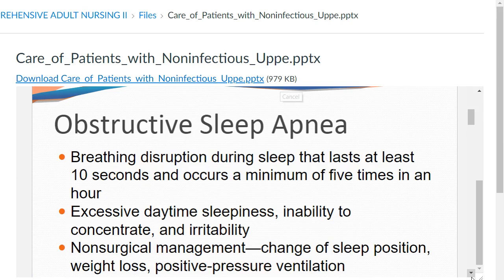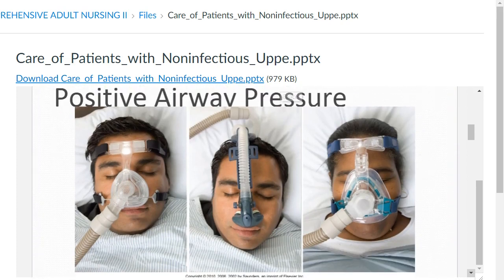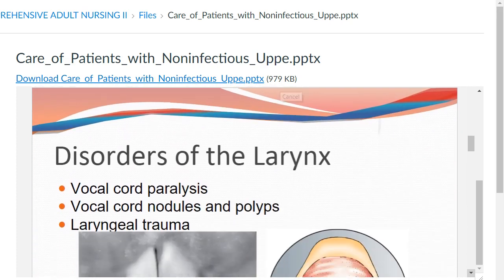These are some of the non-surgical managements, where sometimes they should change sleep position. If it is due to obesity, they will encourage these people to lose weight, or again, use things such as CPAP at night. It works real nice with these patients because it keeps those airways open. This is what you would see, somebody using CPAP. Okay? All right.